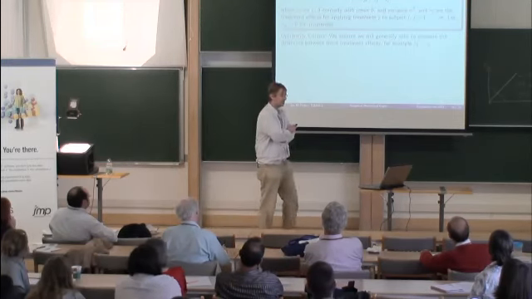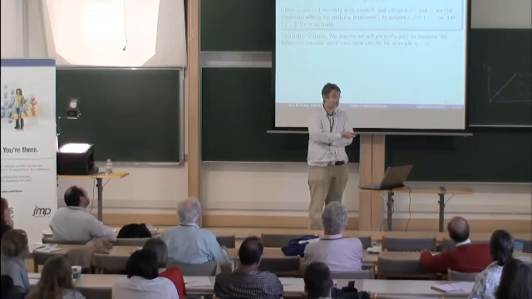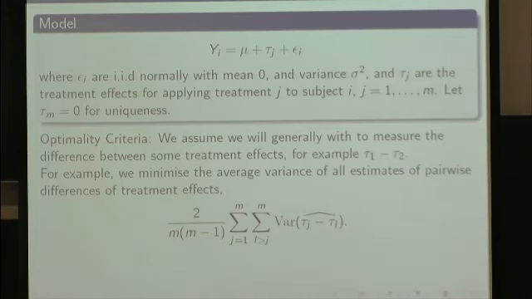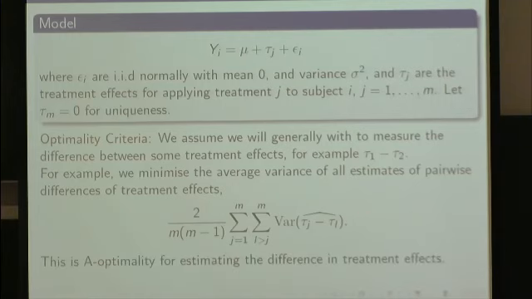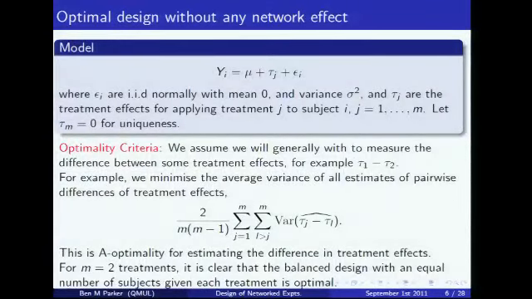So we're generally going to assume we want to measure the difference between some treatment effects. For example, here we might want to measure tau_1 minus tau_2. In general, if we have a large enough experiment, we might want to measure the variance in the average difference between treatment effects, which works out to be that quantity. So we've got the difference in treatment effects, the estimate, and the average variance thereof. And this is actually A-optimal for estimating the difference in the treatment effects, for two treatments.